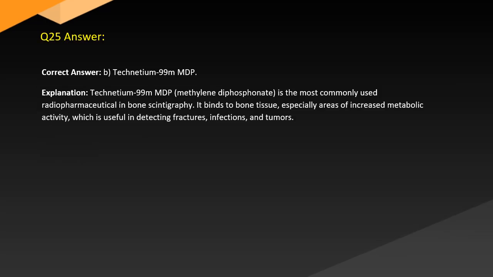Answer. Correct answer: B. Technetium-99m MDP. Explanation. Technetium-99m MDP, methylene diphosphonate, is the most commonly used radiopharmaceutical in bone scintigraphy. It binds to bone tissue, especially areas of increased metabolic activity, which is useful in detecting fractures, infections, and tumors.